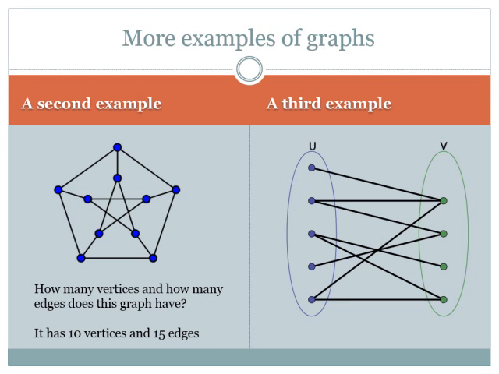Our third example is a graph that we will call a bipartite graph. In this example, we have 5 vertices in the set labeled U and 4 vertices in the set labeled V. So in this example, we have 9 vertices.